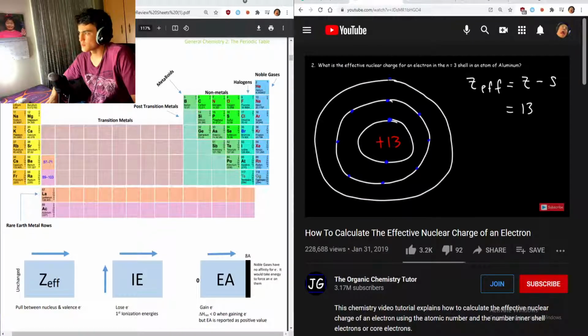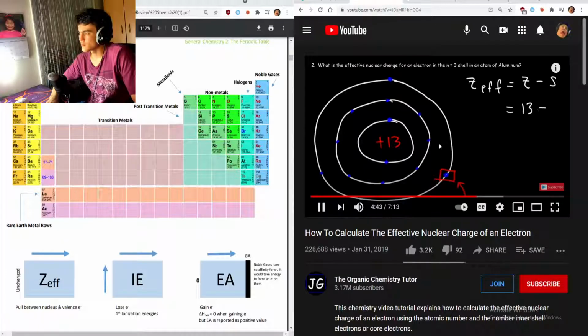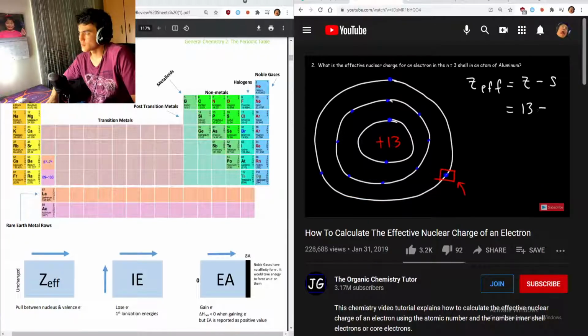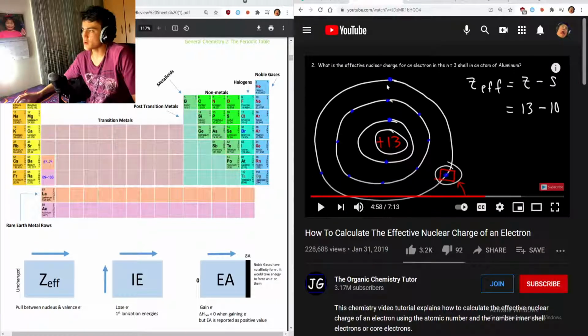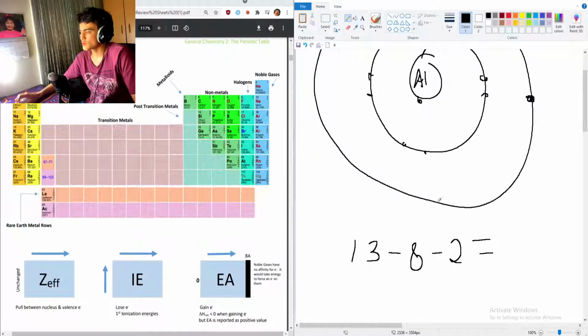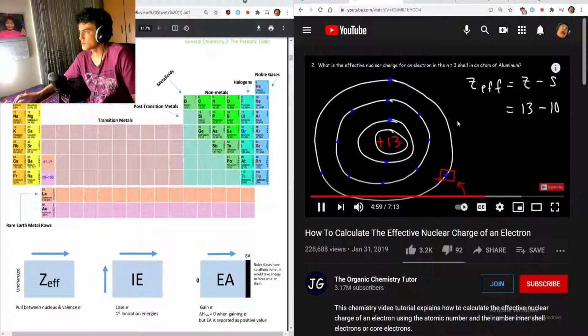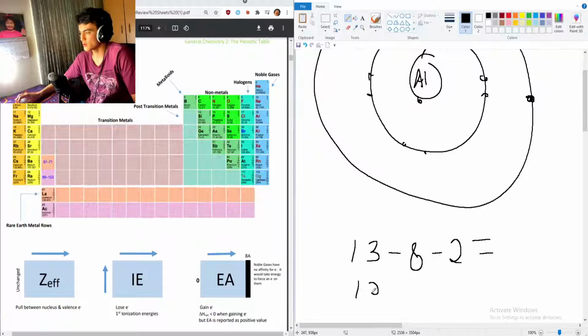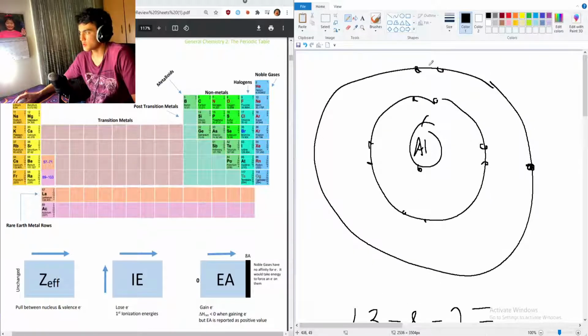So now let's put the last 3 electrons in the outermost energy level. So how many inner shell electrons do we have? We have 2 in the first shell, 8 in the second shell. So we have a total of 10 electrons that exist between the nucleus and this one. This one doesn't count. So there's 10 inner shell electrons. So 13 minus 10 is 3.